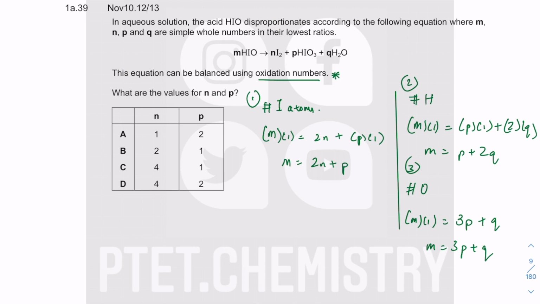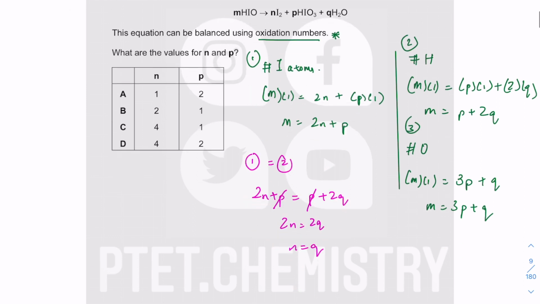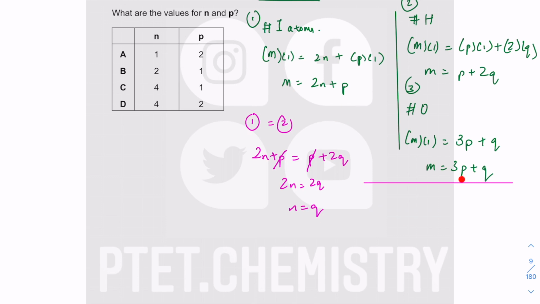If I have 1 equal to 2, that means 2N plus P is equal to M, and P plus 2Q is equal to M, so I can equate this and this. 2N plus P is equal to P plus 2Q. The P and the P cancel, because you move the P to the other side, it becomes P minus P. So 2N is equal to 2Q, N is equal to Q. If I equate these two, that is not going to be helpful to me at all. I can probably get another relationship.